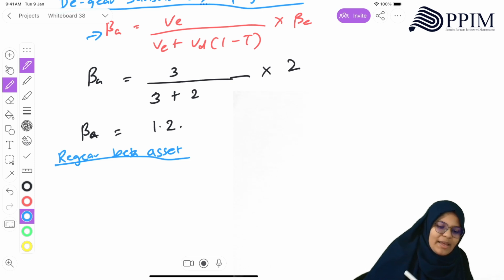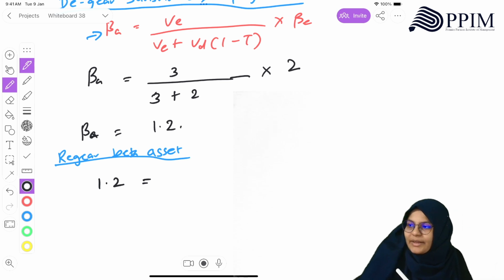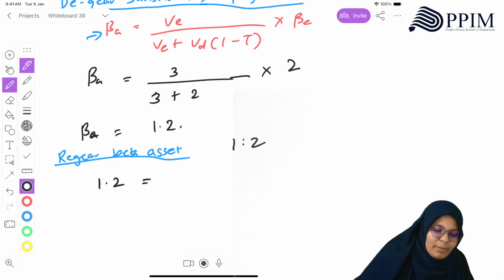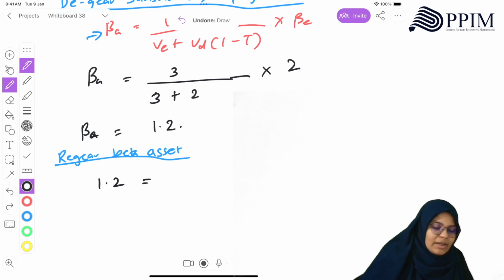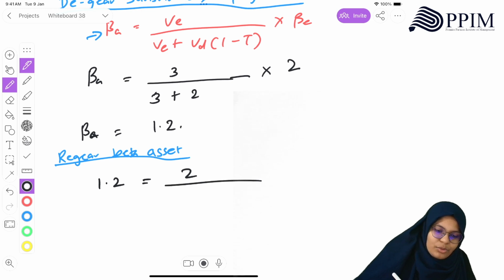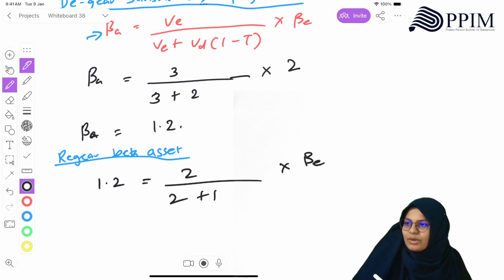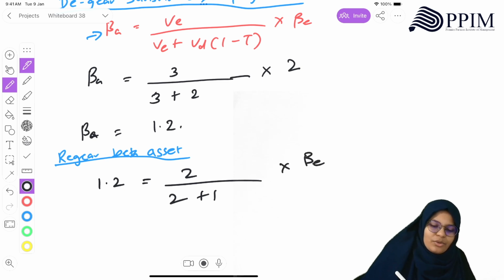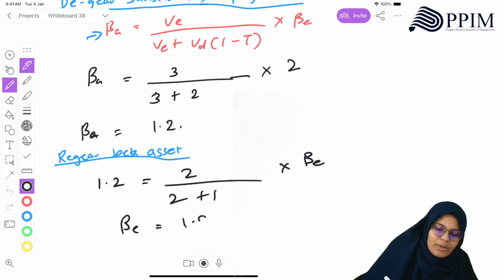Okay, so this time we have beta asset, which is 1.2. Now for value of equity, we have to take the equity debt ratio of our company, which was 1:2. Okay, so if you remember, it was 1:2, right? Equity was 2, debt was 1. So value of equity is 2 over 2 plus 1 into beta equity. That's what we want to find out. Okay, so once you rearrange this, you should get beta equity as 1.8.